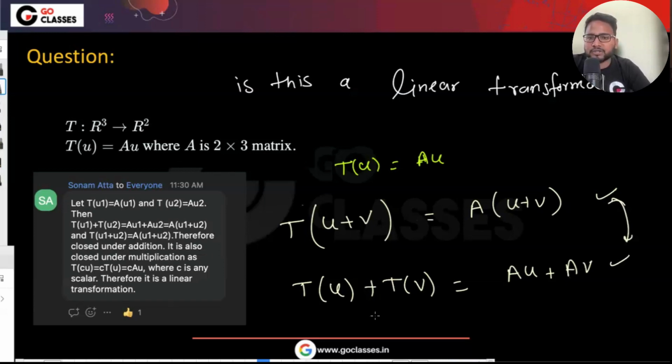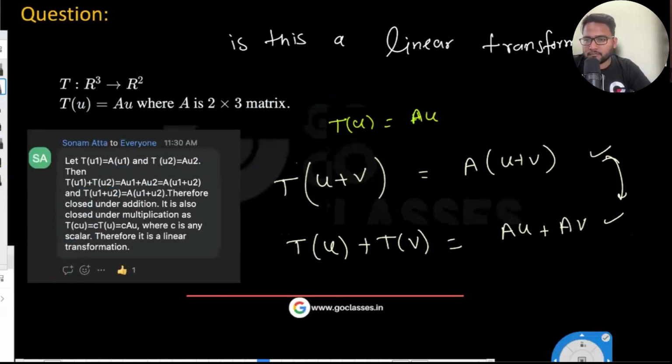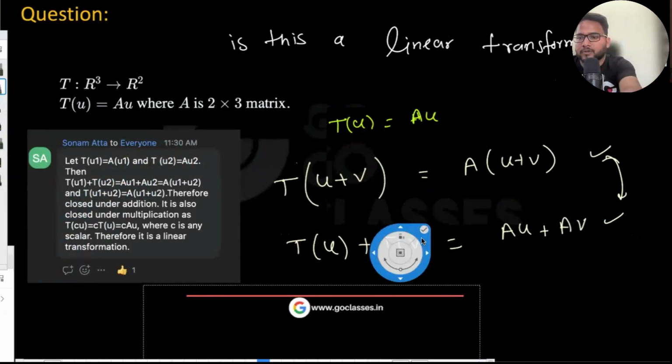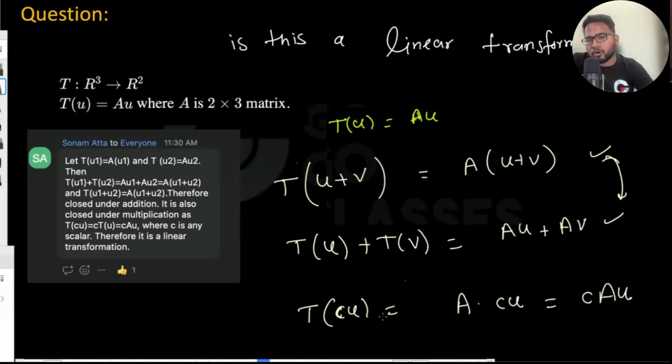And also it is very easy to check that you are also satisfying the second property, which is the multiplication property. For example, T of c of u: T of anything is A into c of u. Since c is a scalar, you can write it here, here, or here, it doesn't really matter. So it is the same as c into Au. Or you take the transformation first and then multiply later on, it will be c into Au. So yes, both of the properties are satisfied. So that is why it is a linear transformation.